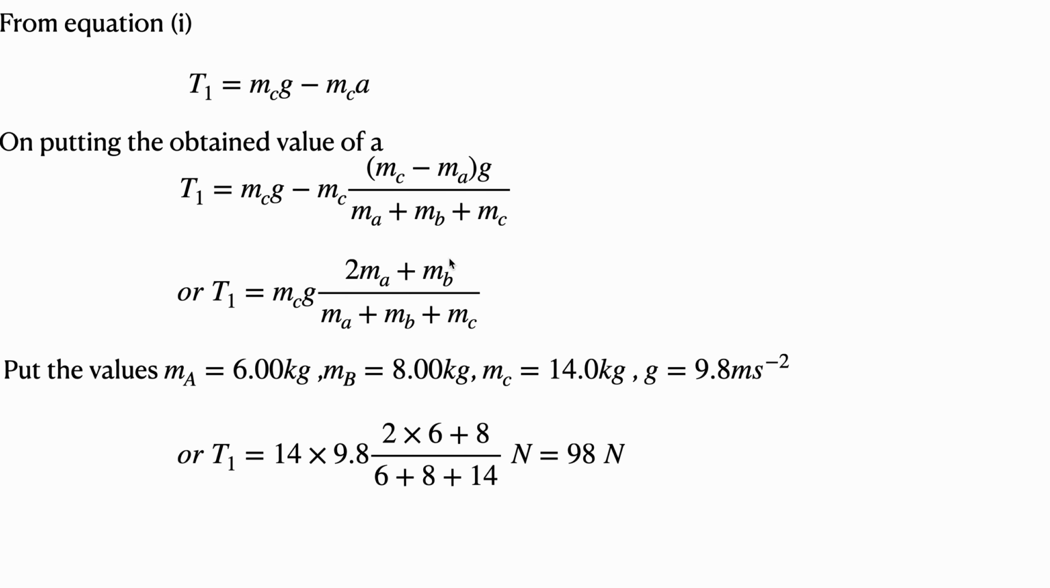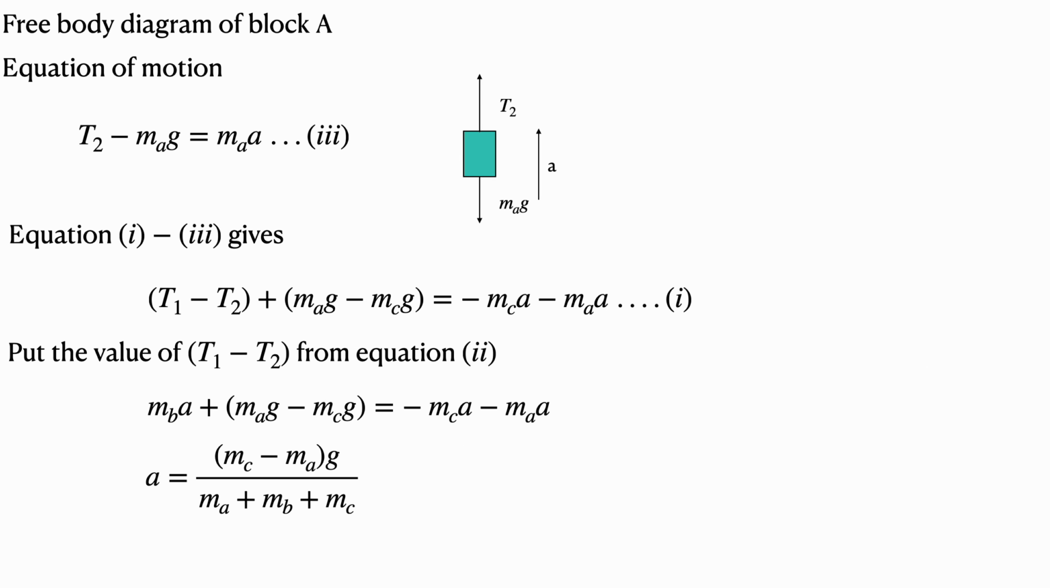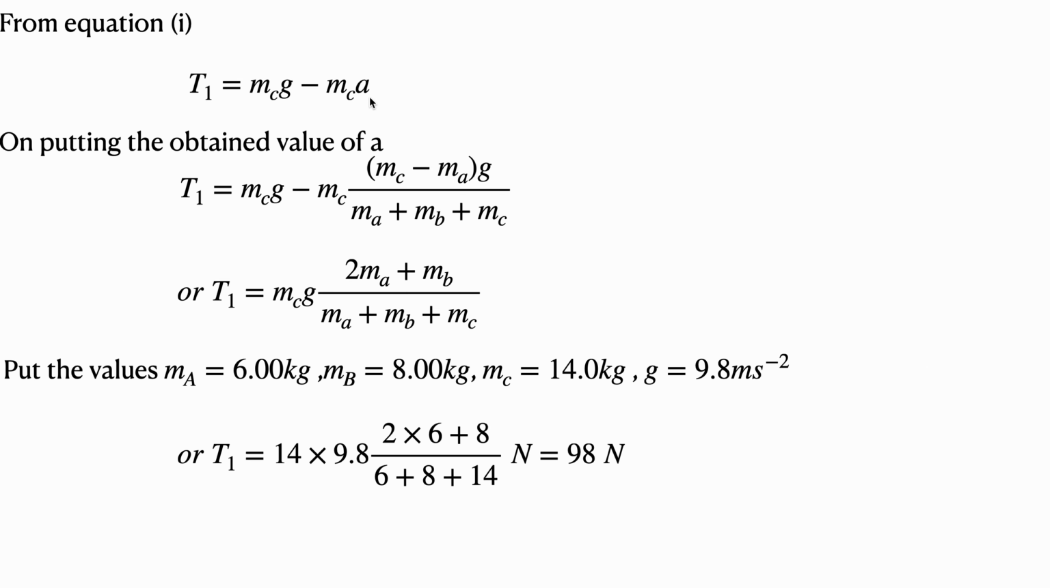Equation 1 gives the value of tension T1 as MCg minus MCa. On putting the value of a in this equation, we will get the tension T1 as MCg minus MC multiplied by (MC minus MA)g divided by (MA plus MB plus MC). Or we can get the tension T1 as MCg multiplied by 2(MA plus MB) divided by (MA plus MB plus MC). On putting the values of MA, MB, MC and the acceleration due to gravity g, we will get the tension T1 as 14 multiplied by 9.8 multiplied by 2 multiplied by (6 plus 8) divided by (6 plus 8 plus 14) Newton. On solving this expression, we get the tension T1 as 98 Newton.